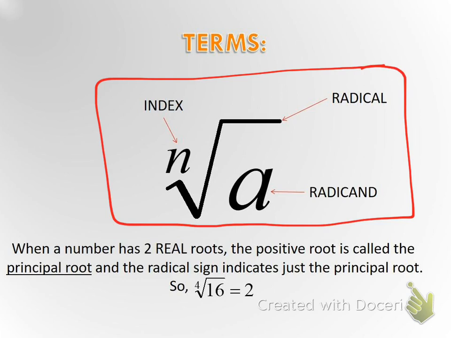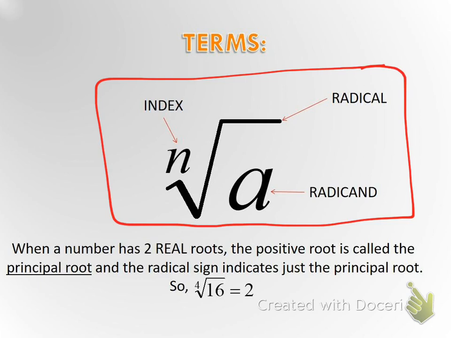Okay, off to the side, you've got another box with some blanks. When a number has 2 real roots, the positive root is called the principal root, and the radical sign indicates just the principal root. So oftentimes, if you're just given a problem, like down at the very bottom, it says the fourth root of 16, we would just put 2. If you put plus or minus 2, that's not wrong, but usually for an even root, we are just implying that we want the positive.